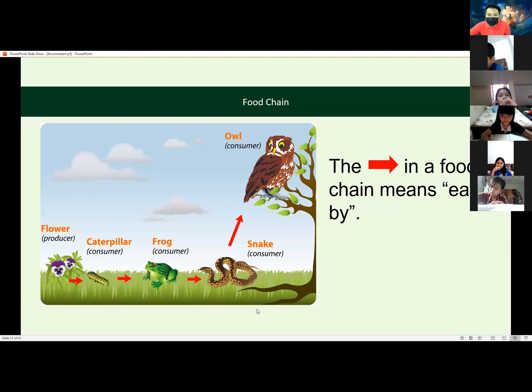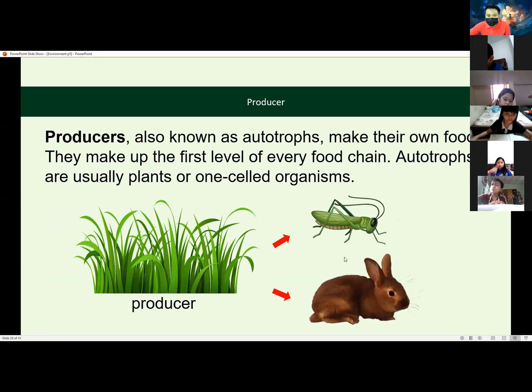Good. So producers, what are the producers? These are the grass or the plants, also known as autotrophs. What are autotrophs? Autotrophs are the plants that can make their own food. Because they make their own food, they make up the first level of every food chain. Always number one in the food chain.